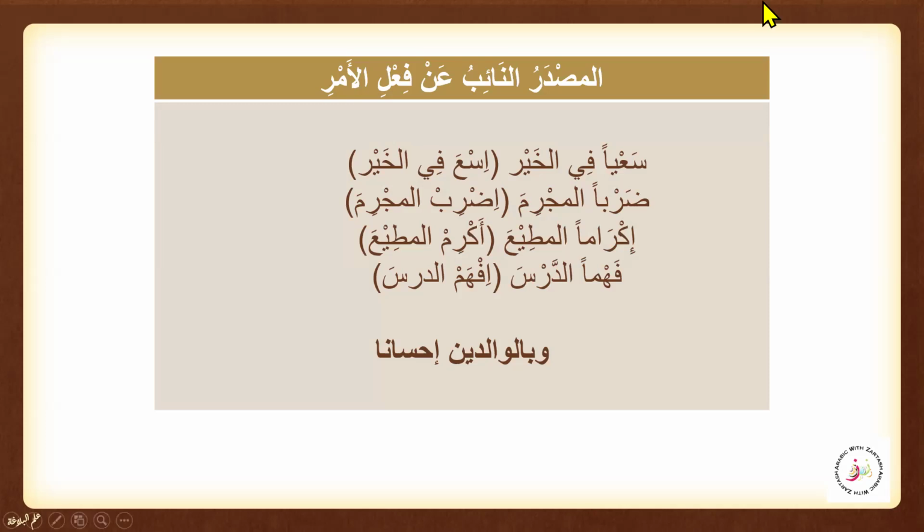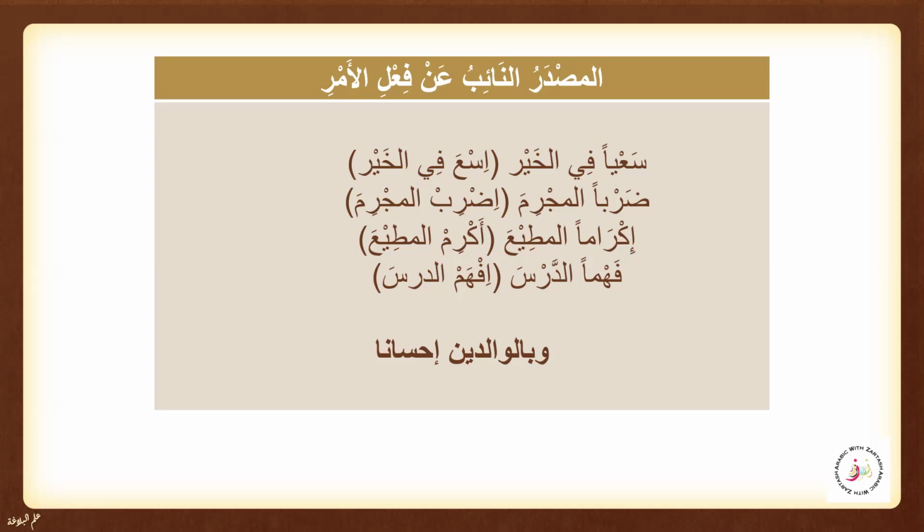Here you can see the masdars are used for commanding, and this type is called masdar na'ib 'an fi'l al-amr, a masdar in place of the fi'l al-amr. Here these are all fi'l al-amr, but a masdar is used in place of the fi'l amr. The masdar is an ism that has an action, but it is free of time. It is used in place of a regular fi'l amr. So no fi'l is attached to it, you only see a masdar.